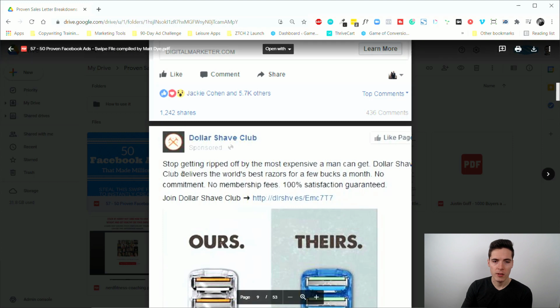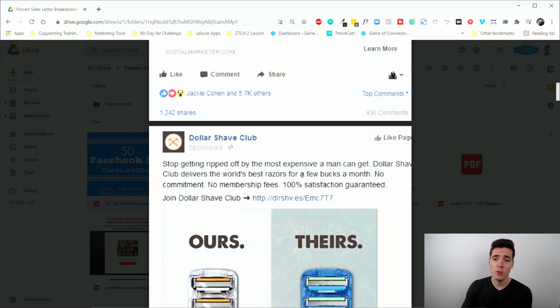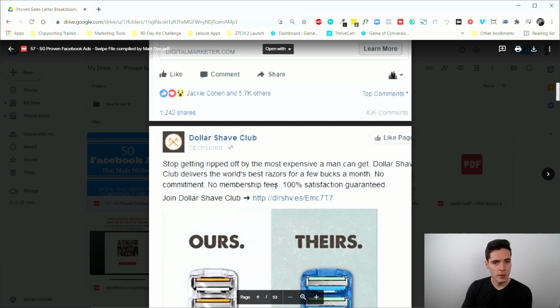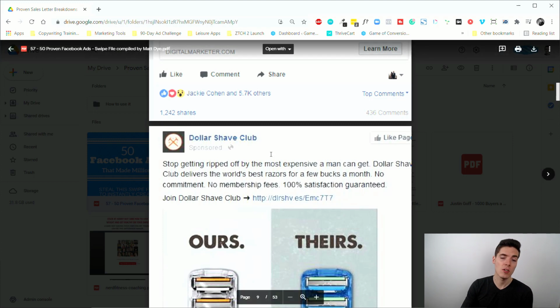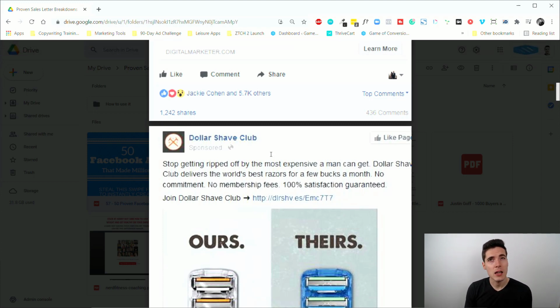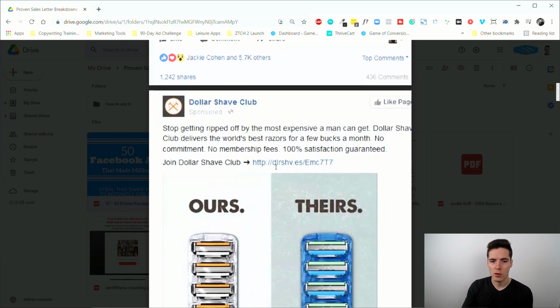Okay, Dollar Shave Club delivers the world's best razors for a few bucks a month. No commitment, no membership fees, 100% satisfaction guarantee. Join Dollar Shave Club, and then you have the link. So very simple. It basically taps into a pain point which some men might feel, in the sense that, oh, I gotta buy new razors, it's just a hassle. I have to pay money for it, it's expensive, it's wasteful, it's not efficient at all. So now maybe I can subscribe to a service. It's super cheap and it delivers razors to my doorstep. So it's way simpler. It's pretty cool.